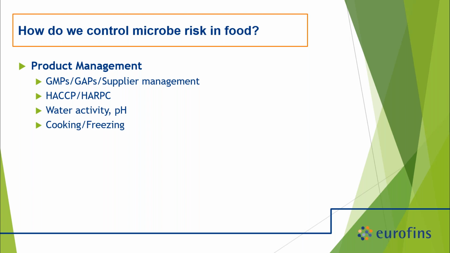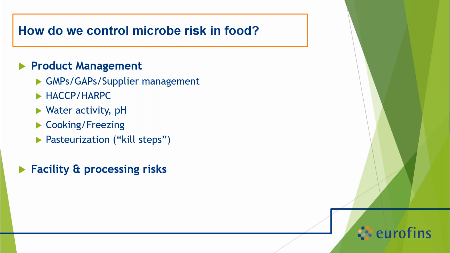Cooking, if we're so lucky, can mitigate some risks, as can freezing. Maybe it doesn't get rid of the risk, but it at least doesn't allow it to grow. And if you're really lucky, you have a pasteurization step or a kill step to achieve that 5-log reduction that lets you take a sigh of relief when it comes to microbial risk in your food product. Now that we have our inherent risk with our food product, we also need to think about where and how we're producing it. And with that, we have the facility and processing risks. We're going to look at our sanitation programs to make sure that we're not making it dirtier in our food production area.